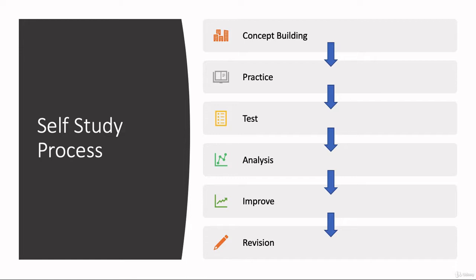Next comes the analysis part. Once you've given a mock test and have practiced enough questions, you need to find out your weak areas. Where are you making silly mistakes, and how can you improve your score to increase it to a 700 plus score? This analysis can be done through data or by understanding how you're performing and your stress levels during the mock tests.